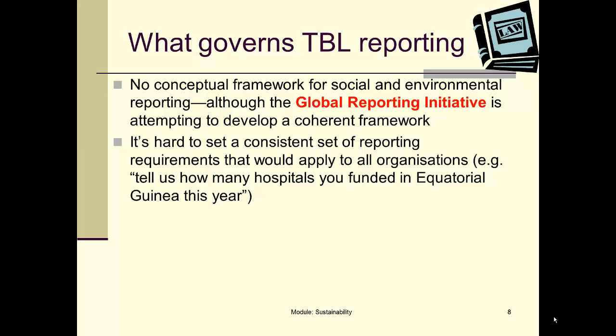So, it's really hard to set a consistent set of reporting requirements. Do we ask every organisation to tell us how much funds it gave to hospitals in Equatorial Guinea? Well, for many organisations, the answer is going to be no, because they don't operate in Equatorial Guinea. How specific do you get? How do you set rules for activities that can be extremely diverse?